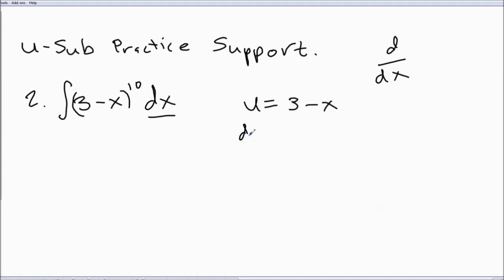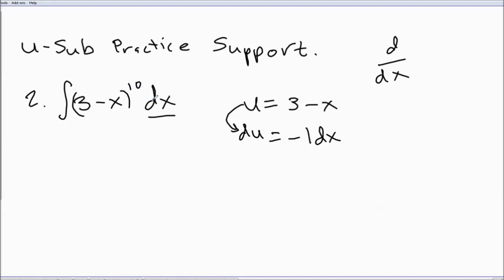I saw a lot of you were writing du, but when I talked to you, a lot of you didn't realize what that was. When we go from here to here, what we're actually doing is taking a derivative. So when I take the derivative of 3 minus x, what I get is negative 1. And then remember, when we're taking a derivative with respect to x, in a u sub, we're always going to write dx right there. So now we're going to go ahead and make our substitution.